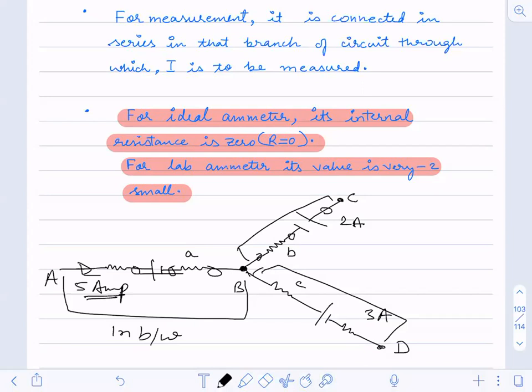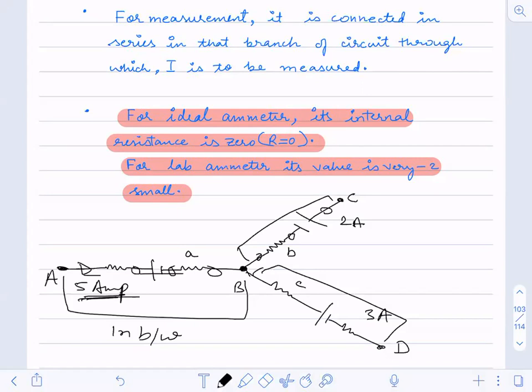You can connect at A also for 5 ampere, no problem. Is it clear to everyone now? Fine.